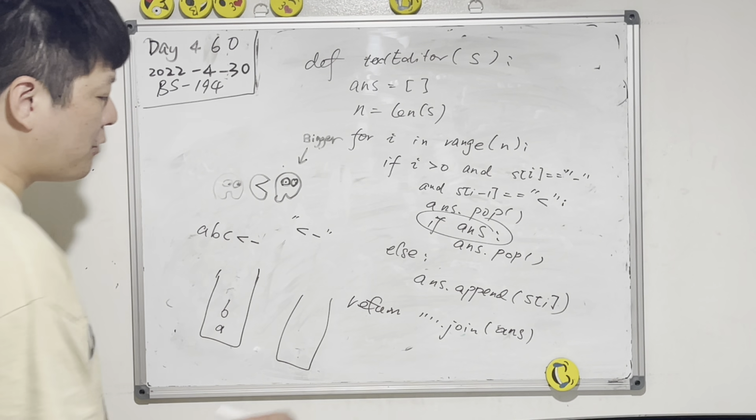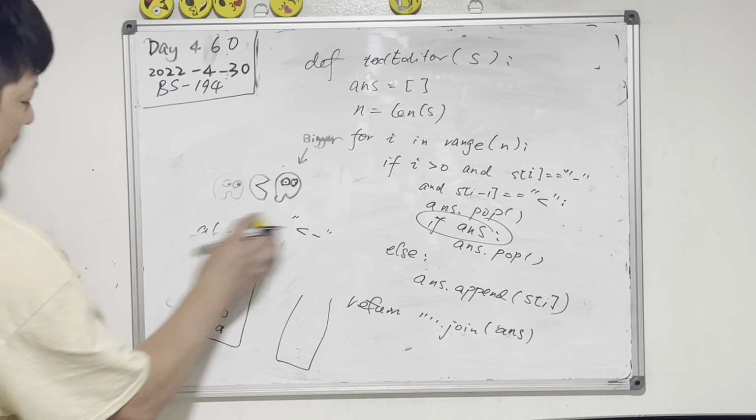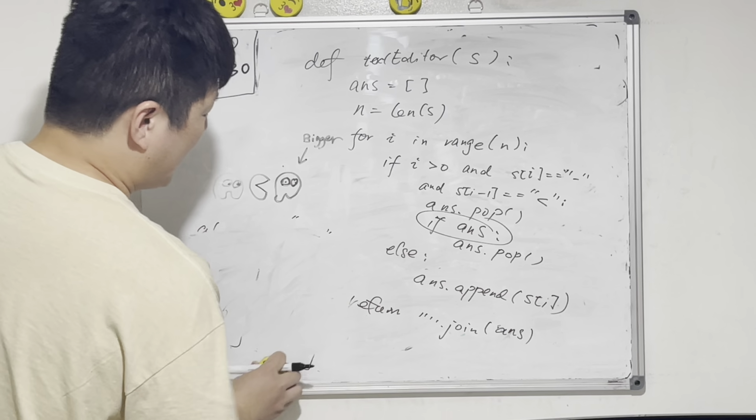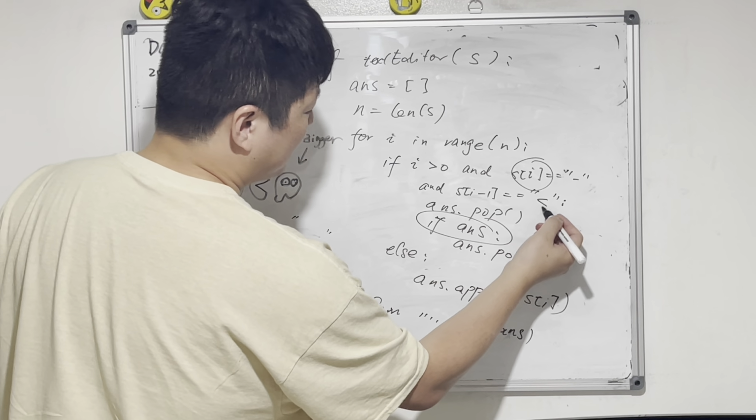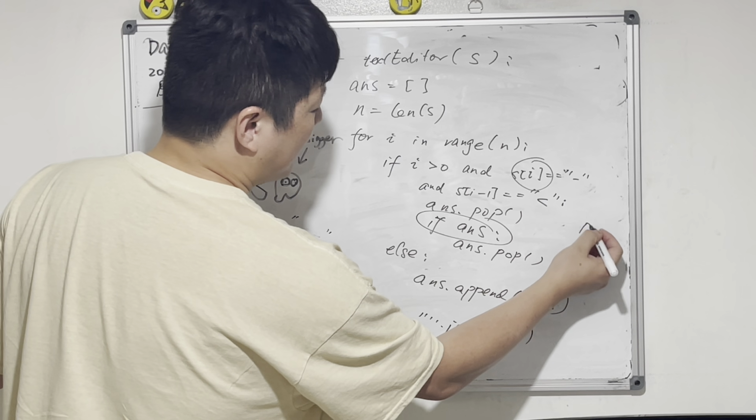So that's one way. The other way is quite similar, it's just the other way around. Look, we're checking the current character and the previous one to make a backspace.